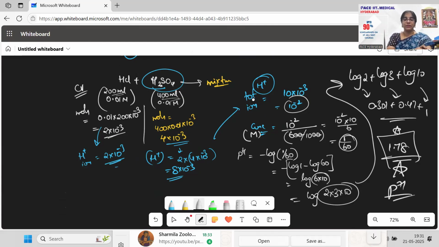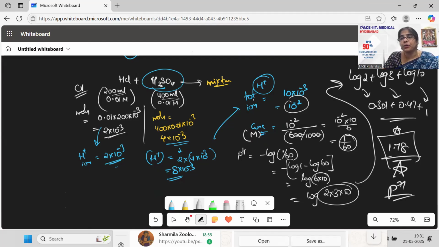So remember, always mixtures happen, sometimes reactions happen. If you have acid and base, you will have a reaction. Acid and acid, it is a mixture. Base and base, it is a mixture. Okay, so this is what you will be having.